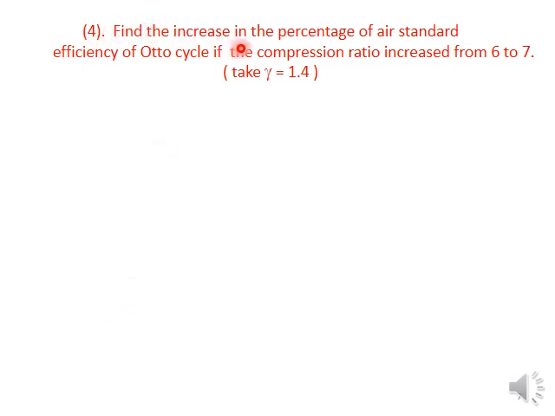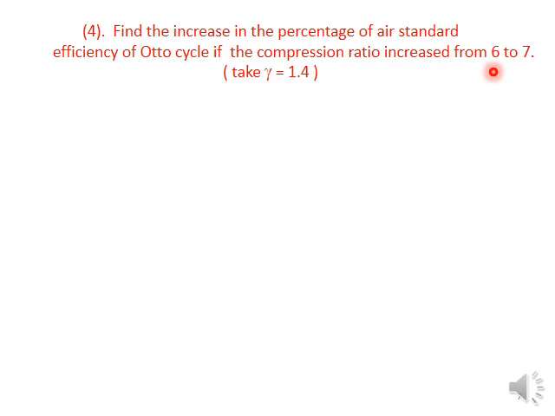Find the increase in the percentage of air standard efficiency of Otto cycle if the compression ratio is increased from 6 to 7 and take gamma value 1.4. So they mentioned it is an Otto cycle, and they asked what is the increase in the percentage of air standard efficiency of Otto cycle if the compression ratio is increased from 6 to 7.